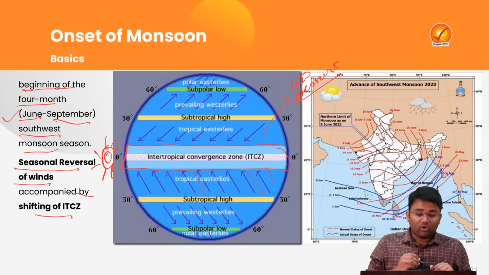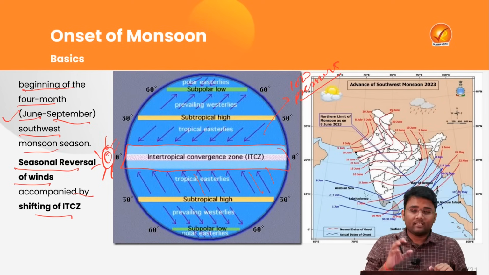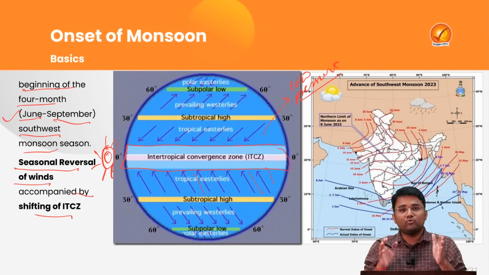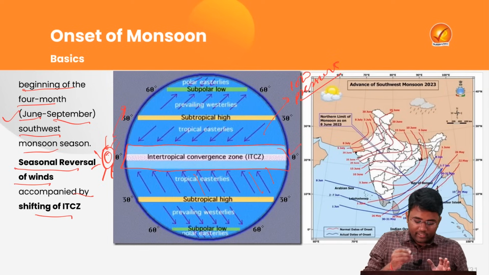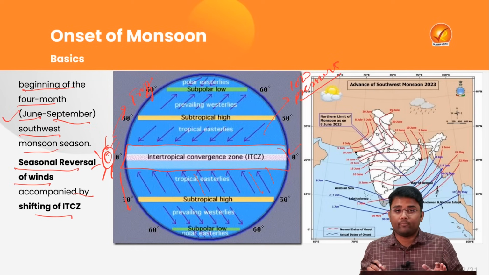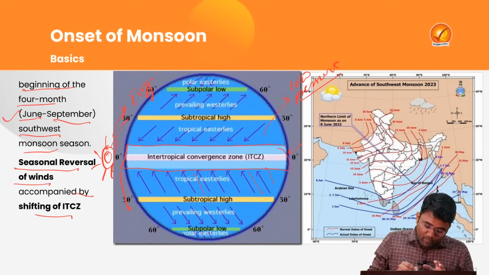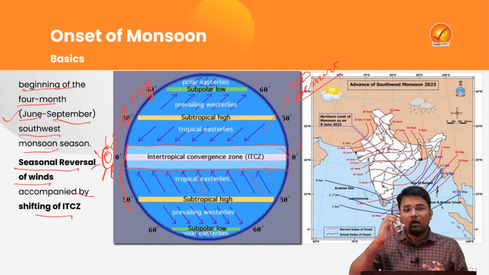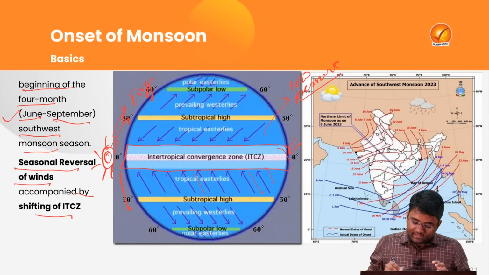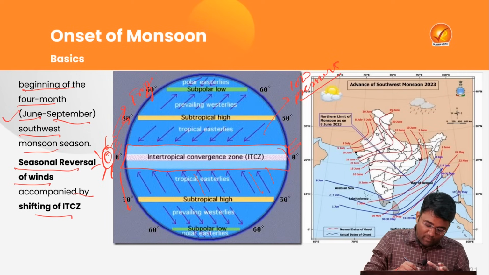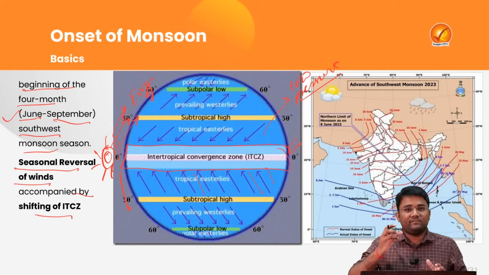Now the sun does not shine at the equator throughout the year. It moves from the equator to the Tropic of Cancer and also towards the Tropic of Capricorn. So with the movement of the sun, this shift of the ITCZ also happens. This means the area of the ITCZ is not fixed. With the movement of the sun, it also shifts.